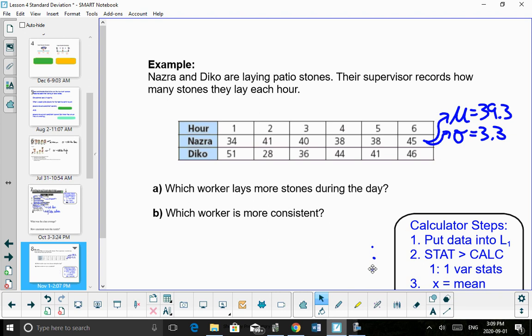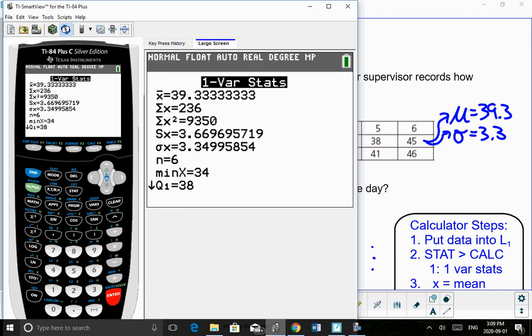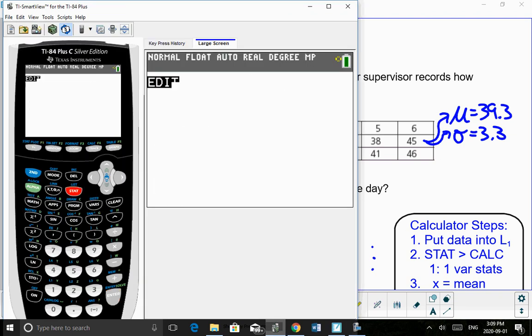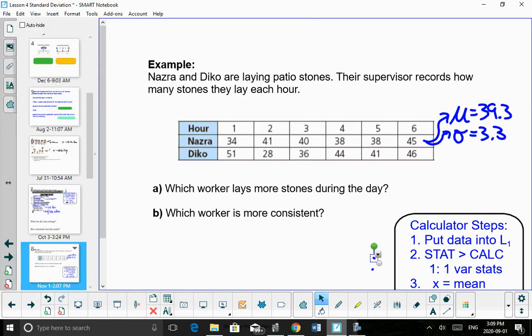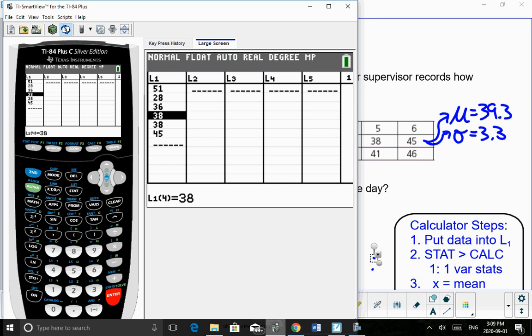So we've got 51, 28, 36. What I'm going to do here, when I go to stat and I pick number 1, I'm just going to type these ones right over. So I'm going to go 51, 28, 36, 44, 41, 46. I could have cleared the list out, but if it's a short list, it's just as easy to type right over it.